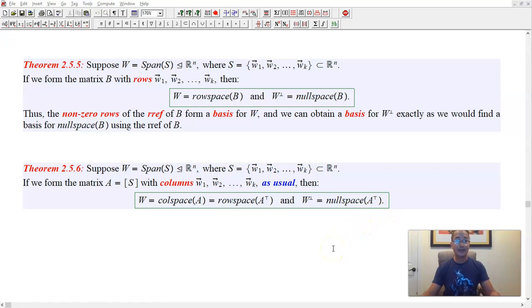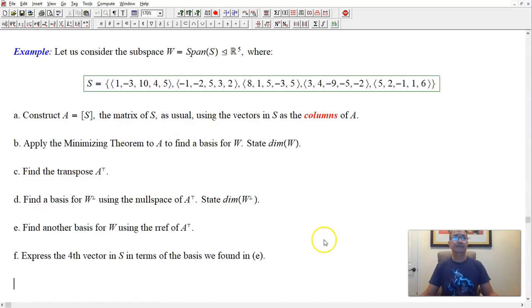Okay, so let's take a look at an example. Let's put all of this together. Our last example was from R4. This one is from R5. So we have W is the span of S, and this time S contains 5 vectors from R5. So it's possible that this is all of R5. We're going to see in our computations.